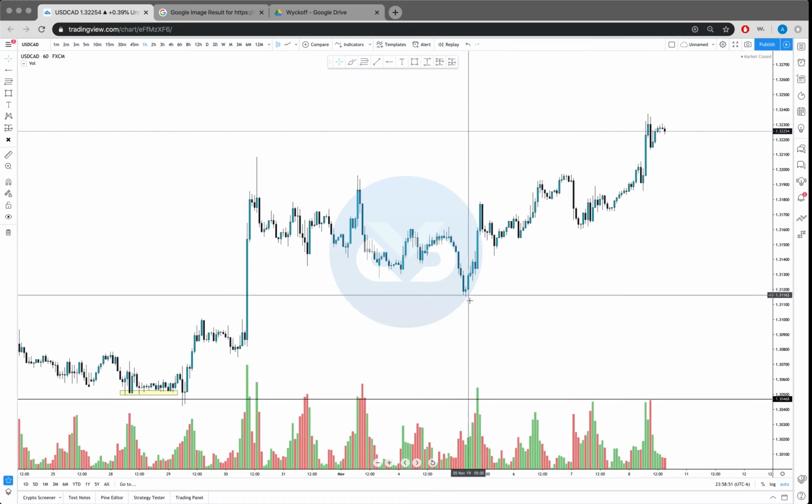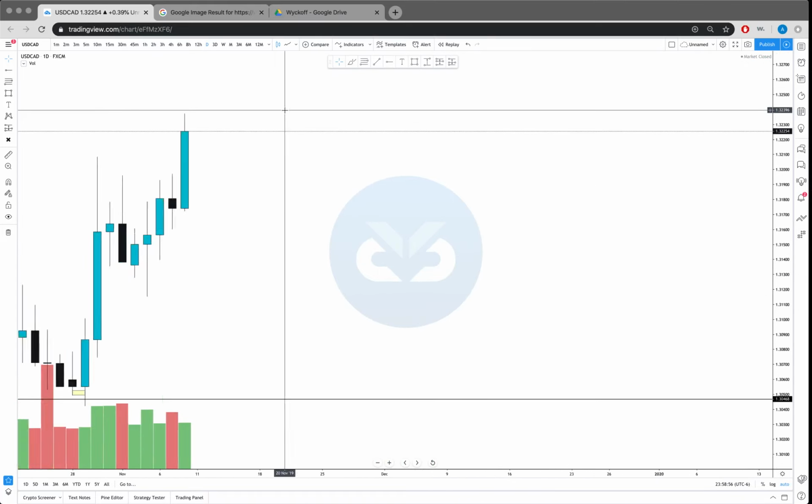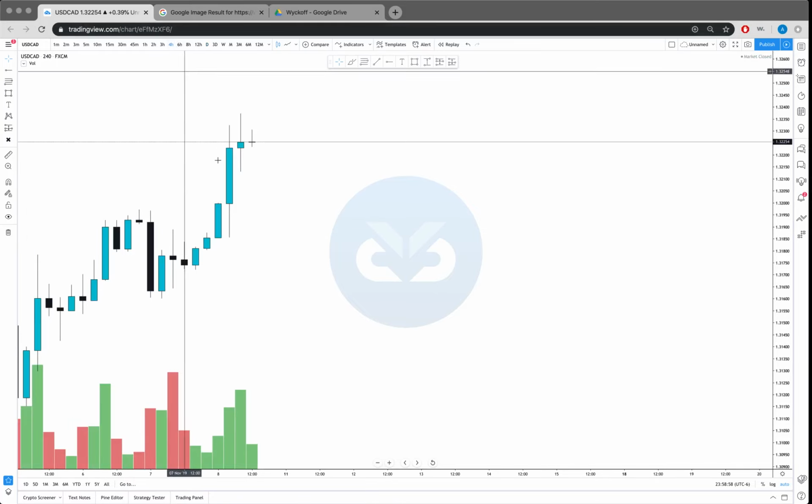Now, how do you catch this move? Well, there's 2 ways to go about it. One, wrong time frame.